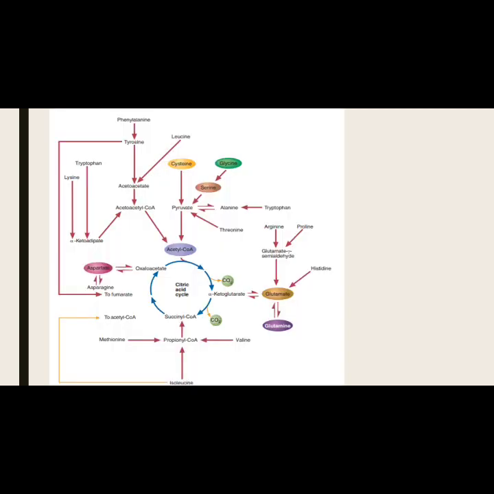Let's take a look at this amino acid. Suppose this is the interconnection between your amino acids and your citric acid cycle. From your cysteine, it will be converted into your pyruvate, and then to your acetyl coenzyme A, and then of course the rest of your amino acids.